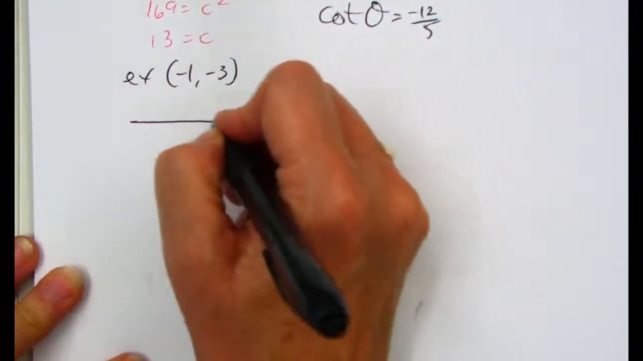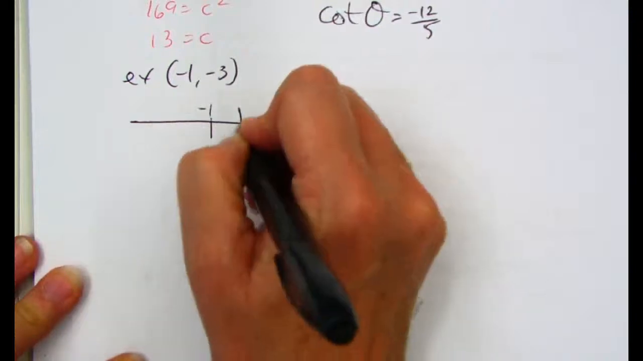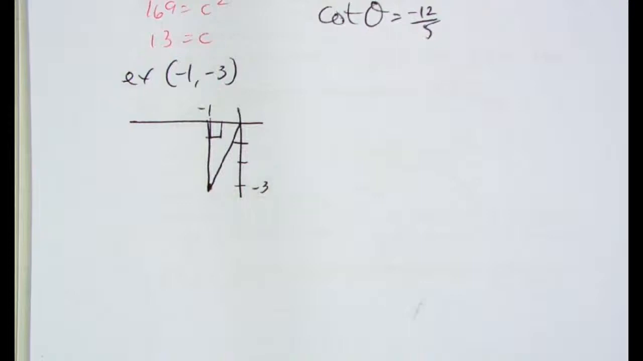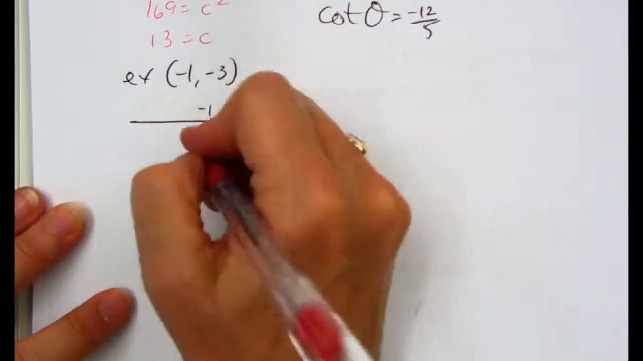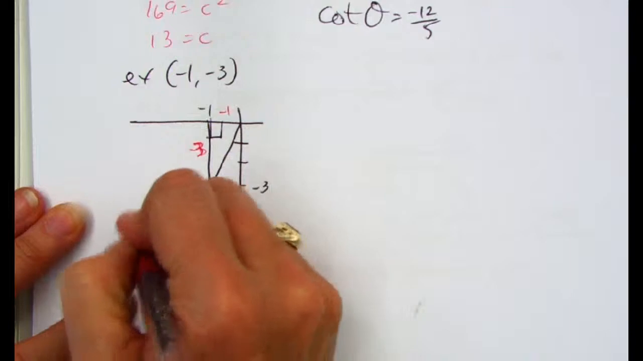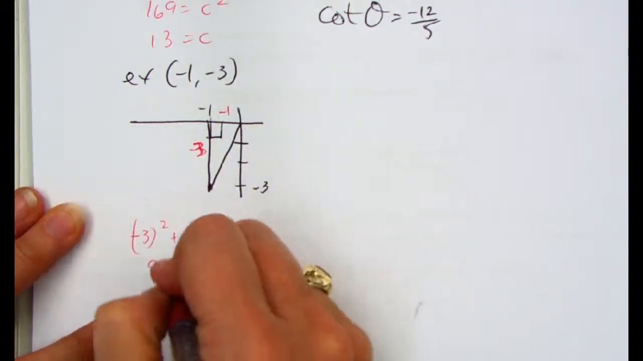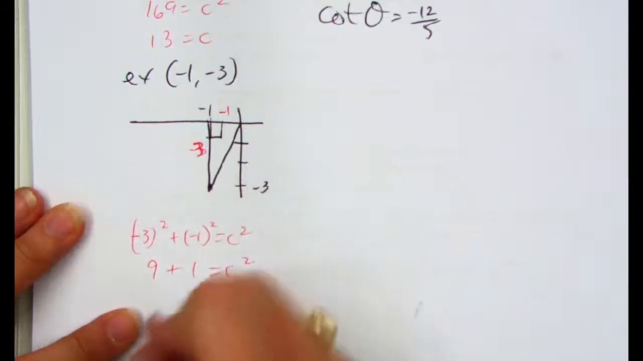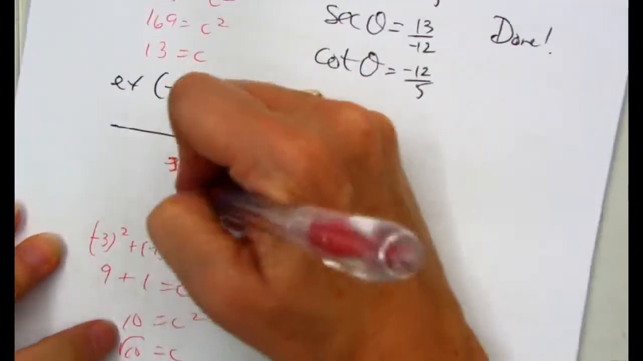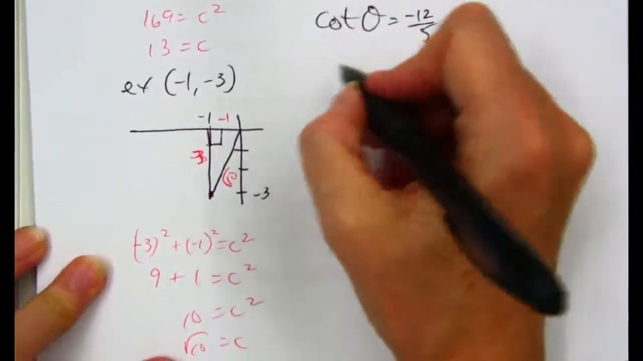Quadrant 3. There's negative 1, and 1, 2, 3, negative 3. There it is. So I'm going to take my red. That is negative 1. That is, oops, negative 3. And so that would be negative 3 quantity squared plus negative 1 quantity squared equals c squared. So that's 9 and a 1 and a c squared, and so that's a 10. So the square root of 10 equals c. Now I can do all 6 of my trig functions.